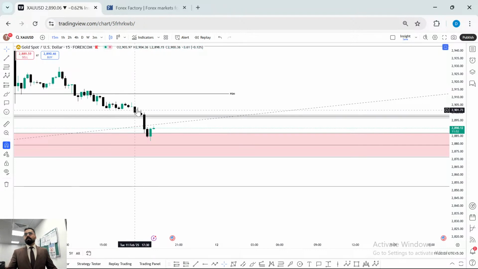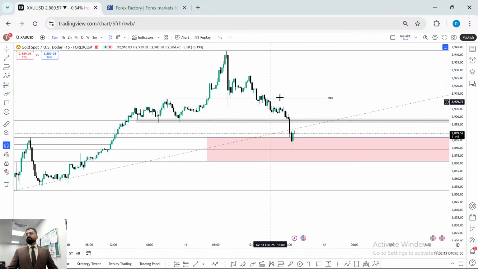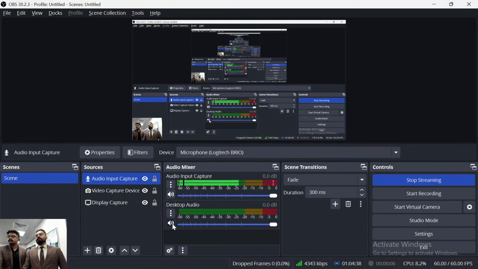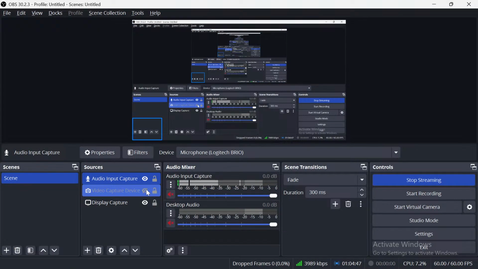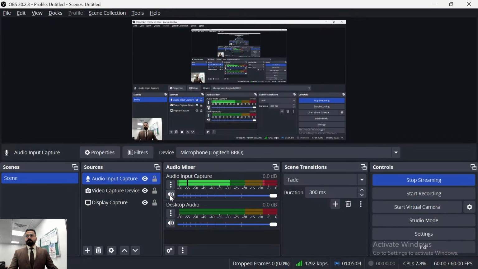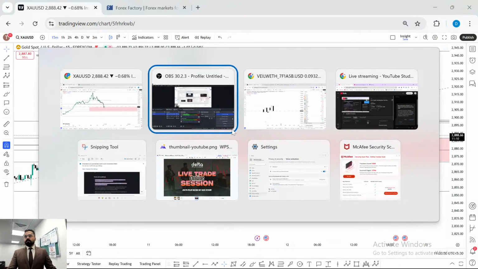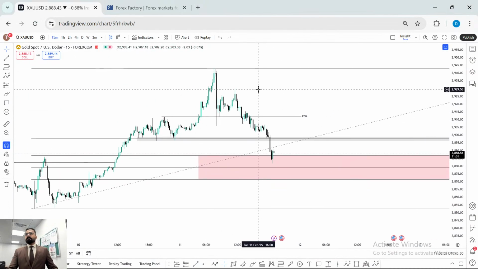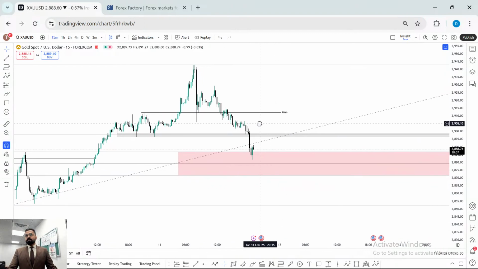For the GBP, like Ragas already told, that trade is already cancelled. And for the gold, we will still wait for the character change on the 15 minutes. For now, we still have to wait. Although we are seeing the reaction over here, it's not as good, because that is a very impulsive movement towards the downside.